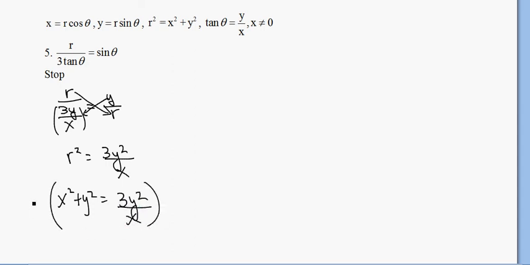And I'm going to multiply both sides by x, so I get x cubed plus xy squared equals 3y squared. And that's the best you can leave that answer. It's pretty unattractive, but I'm okay with that. All right, that wraps that up.